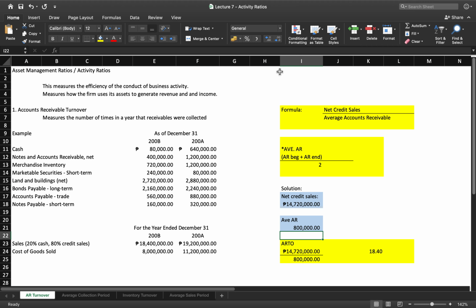Dito hindi natin masyado tinitake into account kung ano-ano yung nakapaloob sa ating current assets. But with the acid test or the quick ratio, our formula would be cash plus marketable securities plus accounts receivable divided by current liabilities. So anong goal naman or purpose ng ating acid test or quick ratio? This measures the immediate short-term liquidity of the company.